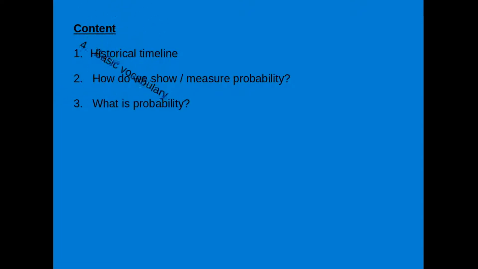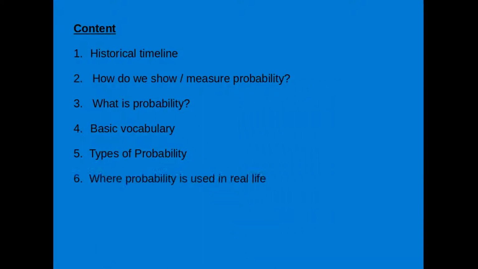So today we're going to look at the historical timeline of probability, talk about how we measure it, say what it is, go over some basic vocabulary, talk about the types of probability, and say where it's used in real life. Here we go.